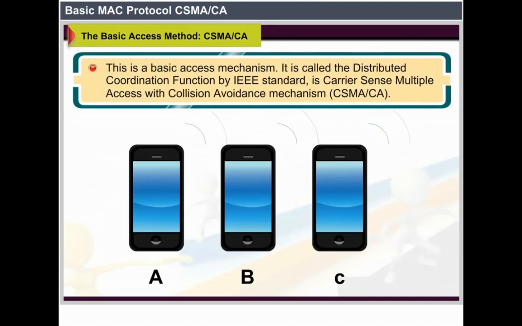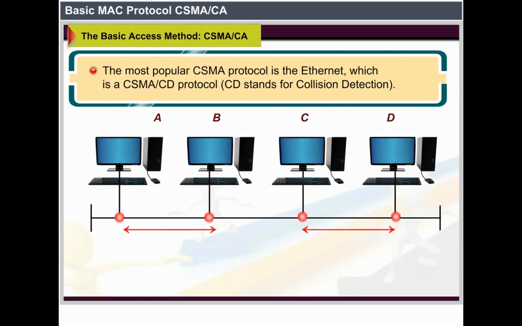The basic access mechanism, called the distributed coordination function by the IEEE standard, is the carrier sense multiple access with collision avoidance mechanism, CSMA/CA. The most popular CSMA protocol is Ethernet, which is a CSMA/CD protocol. CD stands for collision detection.